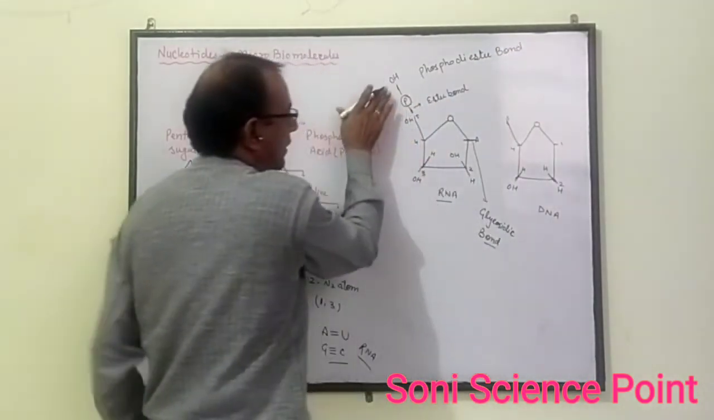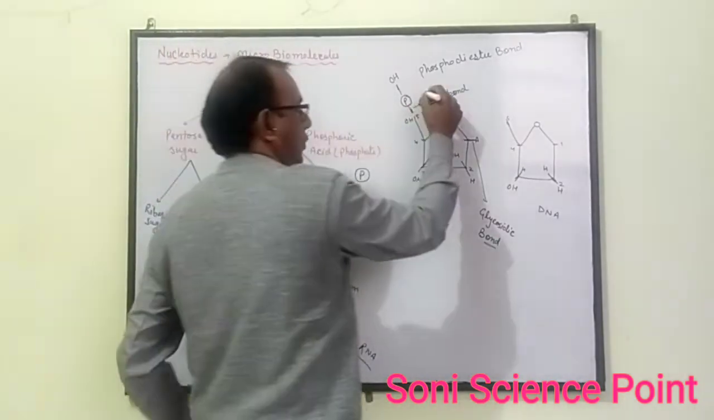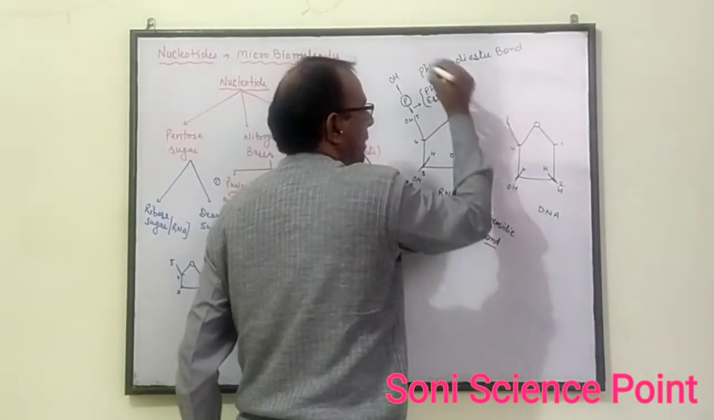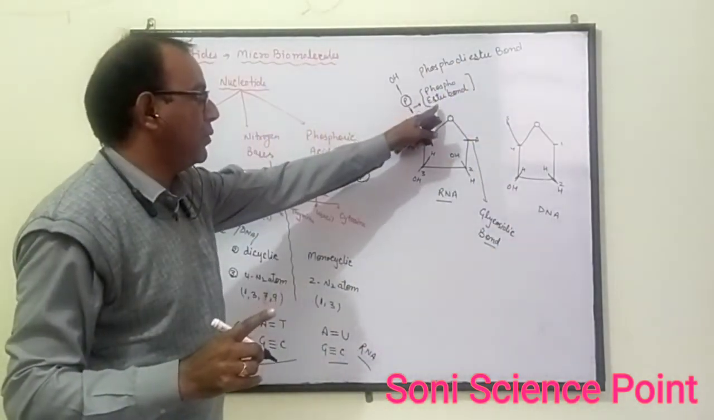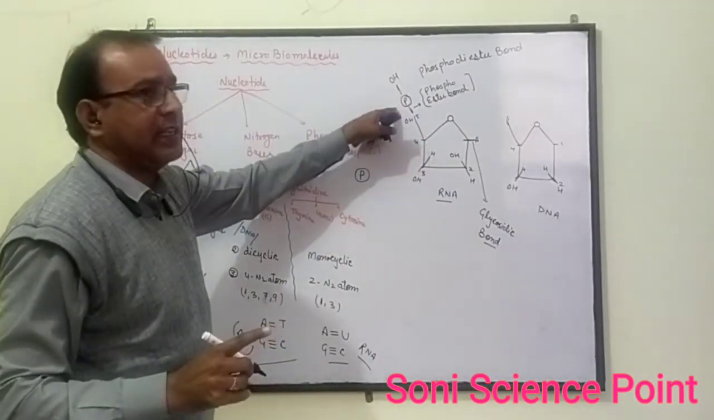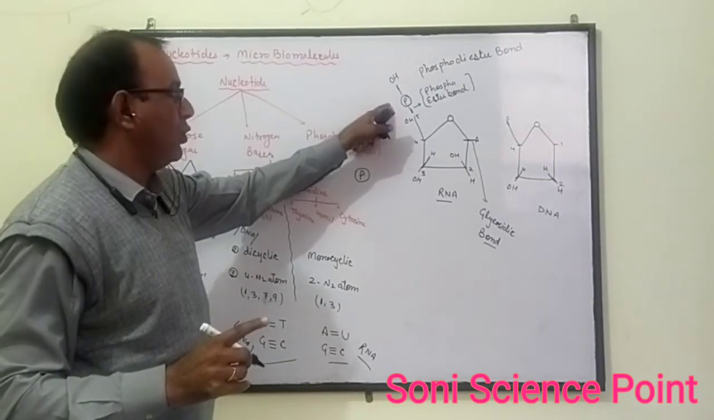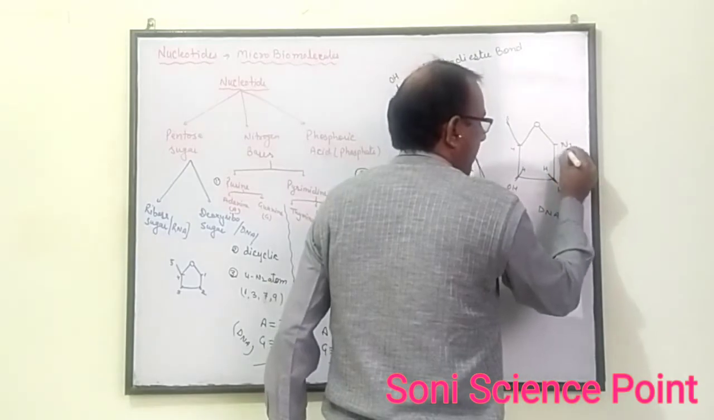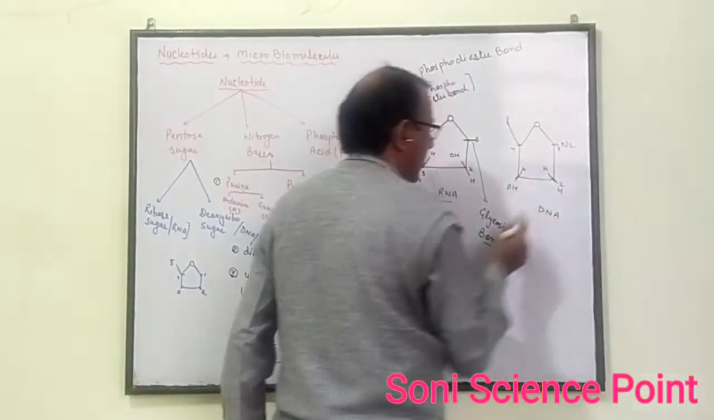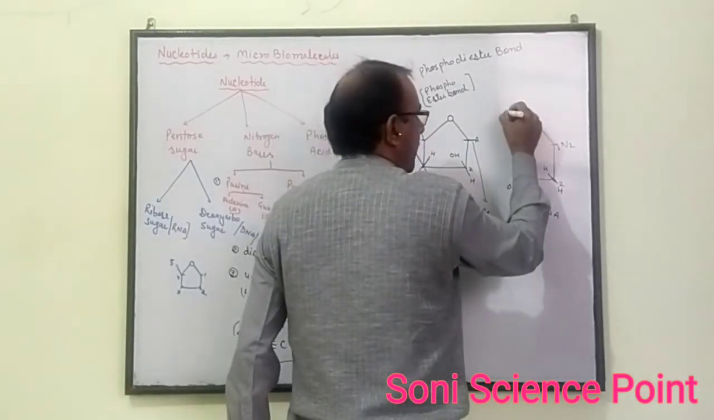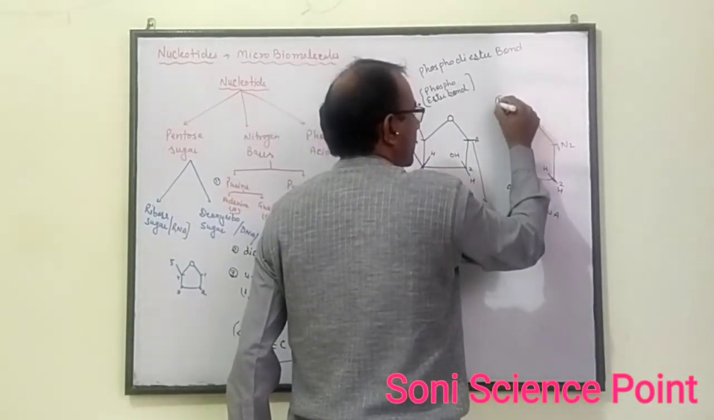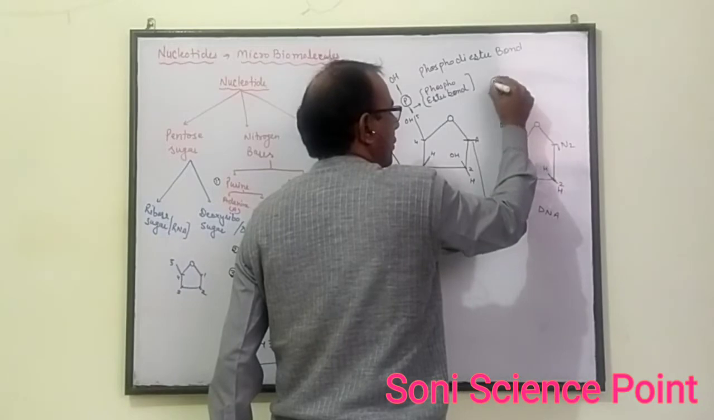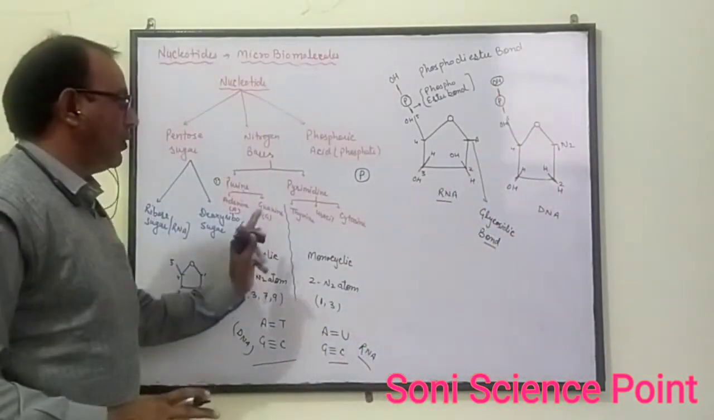Actually, if it combines with only one hydroxyl, that is called a phosphoester bond. When phosphate is combined with one hydroxyl group, it is called a phosphoester bond. But when phosphate is attached with the hydroxyl groups on both sides, that is called a phosphodiester bond. Same in DNA. Here the nitrogen base is attached with carbon number 1, this is called a glycosidic bond. At carbon number 5, phosphate is attached, and that is the phosphoester bond. If phosphate is attached on both sides, then that is called a phosphodiester bond. This is the structure of DNA and RNA.